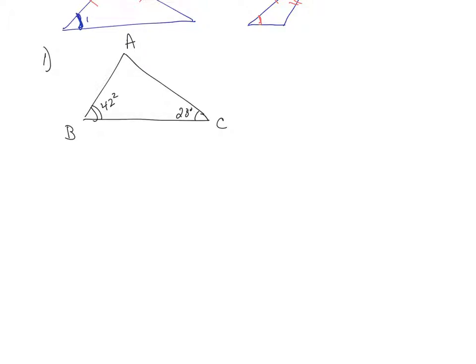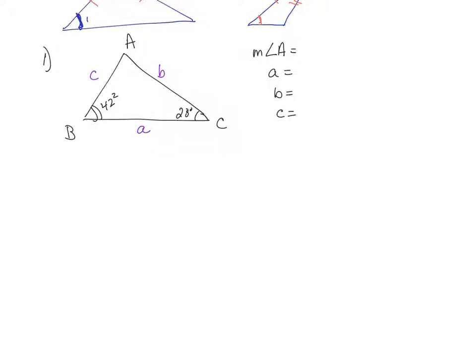Now remember, going across from the triangles are our lengths. So this is side B, side A, and side C. To solve this triangle completely, I need to find all of the following. I need to find the measure of angle A. I need to find the length of A, the length of B, and the length of C. Remember, this is not a right triangle, so you cannot use the Pythagorean theorem.